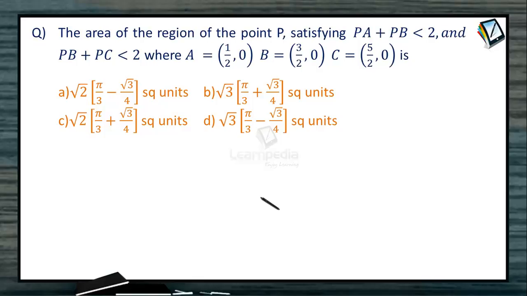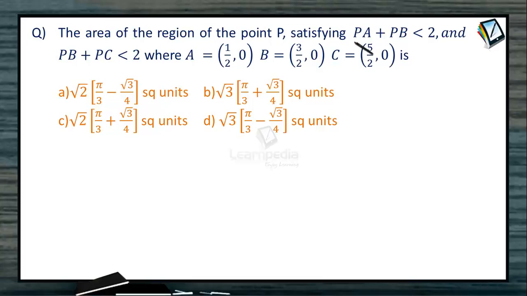We need the area of the region of a point P that satisfies two conditions. What is the first inequality it is satisfying? PA plus PB is less than 2, and the second condition is PB plus PC is less than 2, where the points A, B, C are fixed and given as A (1/2, 0), B (3/2, 0), and C (5/2, 0).